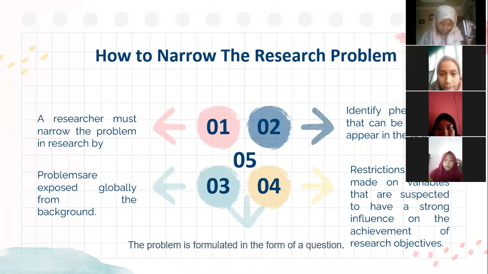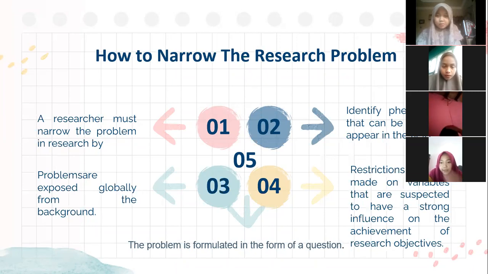Next is how to narrow the research problem. First, researchers must narrow the problem in a research. Second, identify phenomena that can be felt and appear in the field. Third, problems are exposed globally from the background. Four, reactions are made on variables that are suspected to have a strong influence on the achievement of the research objective. Five, the problem is formulated in the form of a question.